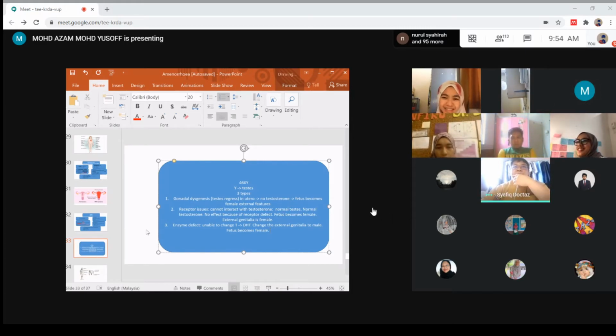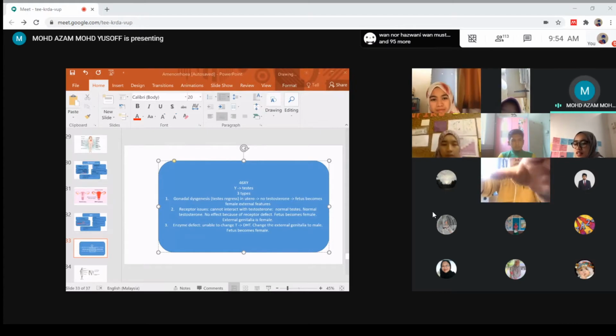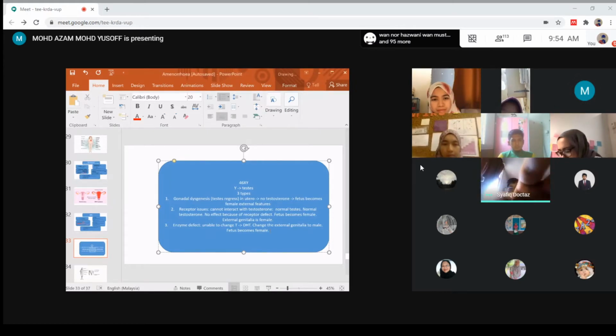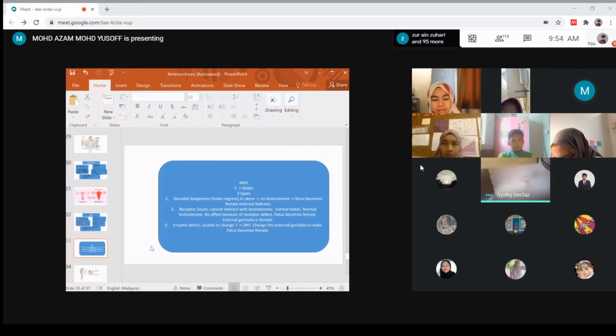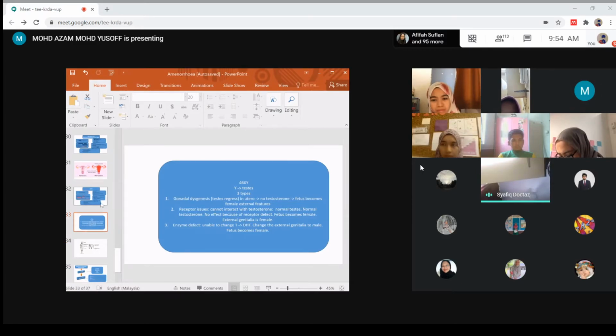There is a question in the chat. Somebody asked the question in the chat. The question is, for the second type, does it mean that the person will have both female and male genitalia?